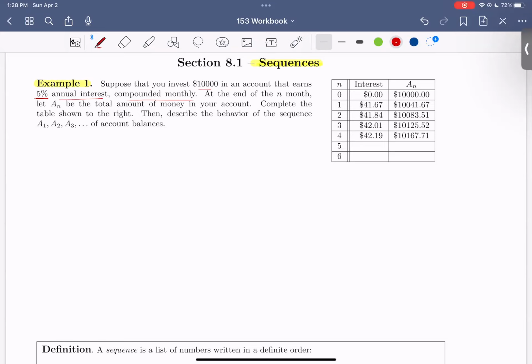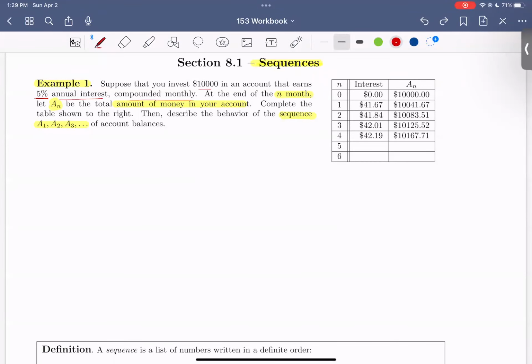At the end of the nth month, let A sub n be the total amount of money in your account in that nth month. So now we're asked to complete the table shown to the right, then describe the behavior of the sequence A sub 1, A sub 2, A sub 3, ... of the account balances. So here we see that word sequence come up, and maybe we can extract what that word means based on context. We'll see a formal definition below, but a sequence in mathematics is just a list of numbers. So this A sub 1, 2, 3 list is a sequence. All right, so let's go ahead and work out this example.